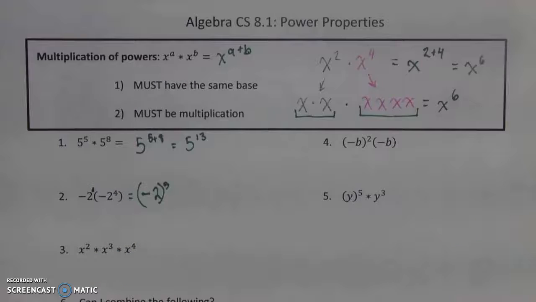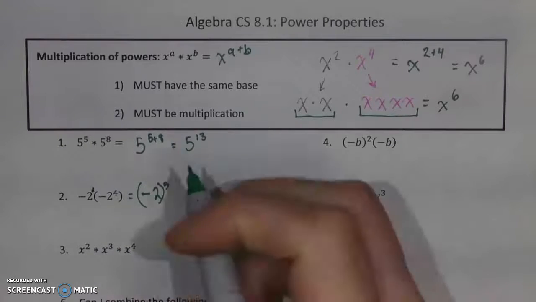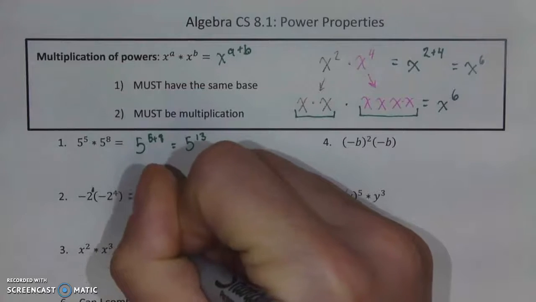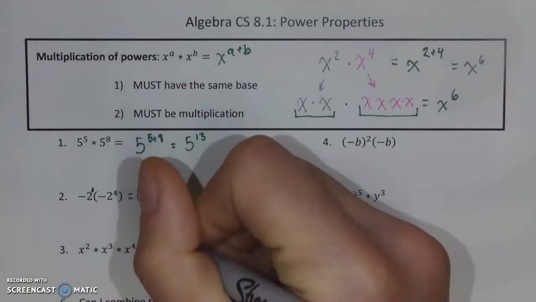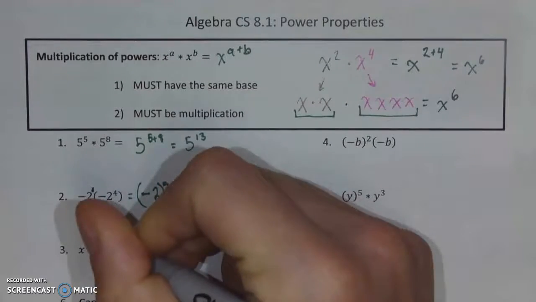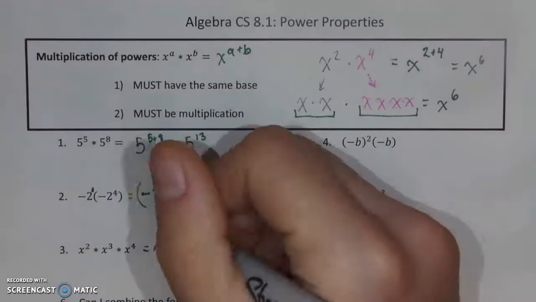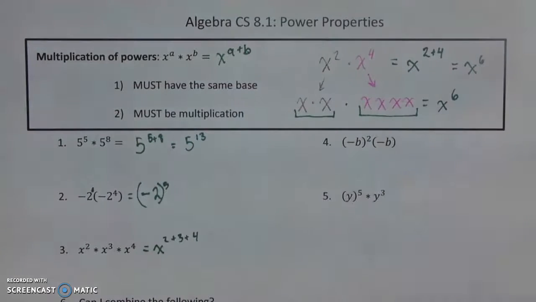Here we're going to be multiplying 3 things with the same bases together. So what I can do is take that shortcut. I can do x to the 2 plus x to the third, and then add that fourth from the last one over here.